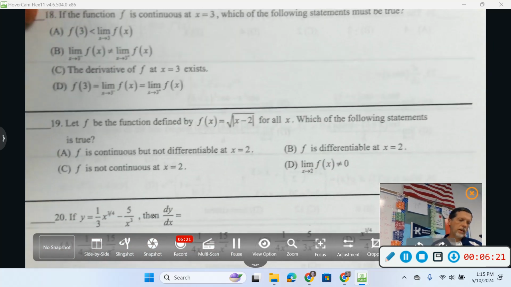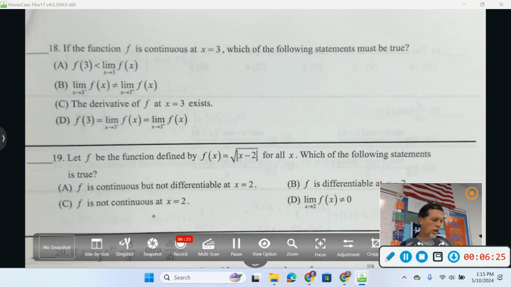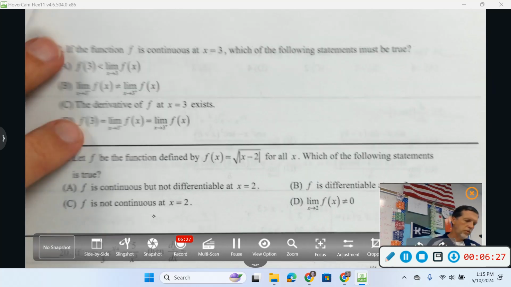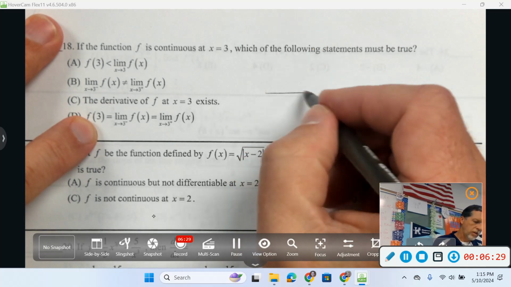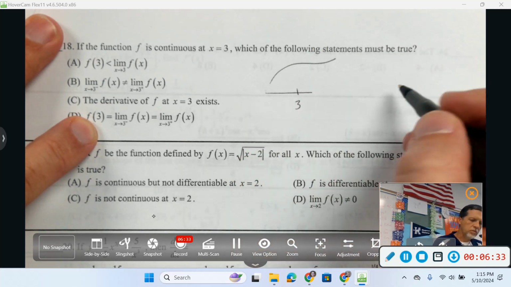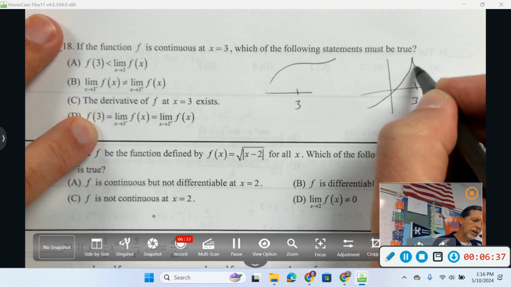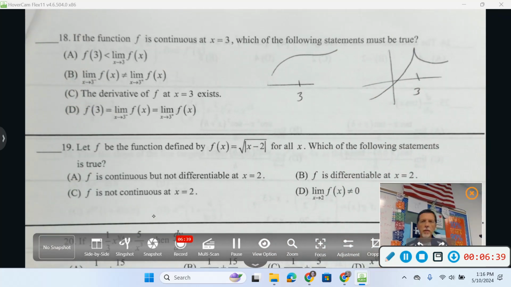Number 18. If the function is continuous at 3, which of the following must be true? Okay, so at 3 the function's continuous, so something normal, but maybe something not quite so normal, like it could have a cusp there.